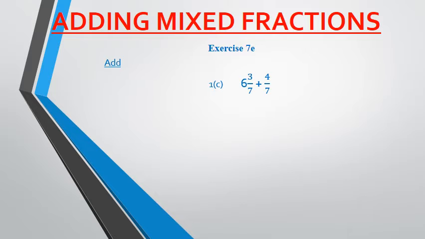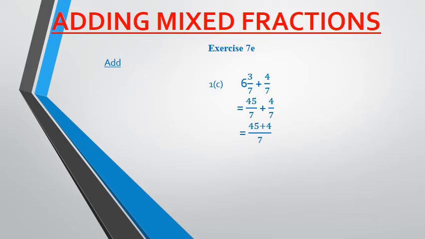So now children, how are you going to add? First of all, see both these fractions have the same denominator, means they are like fractions. So first you are going to change this mixed fraction to an improper fraction and then you are going to add the two fractions. So when we change the mixed fraction to an improper fraction, 6 3 by 7 becomes 45 by 7 plus 4 by 7.